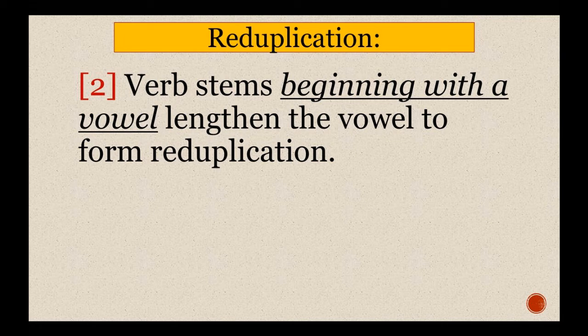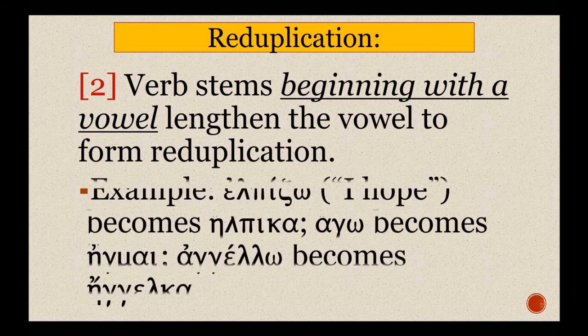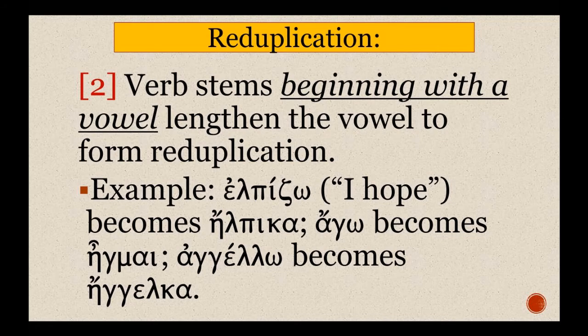Verb stems beginning with a vowel lengthen the vowel to form reduplication. So in this case, it's not going to double the syllable, add another syllable to it, like if we did the, or la, luo, if we want to put that on the front. So when you have a verb that begins with a vowel, this is what happens. So elpidzo, I hope, becomes elpika. So notice, here's the kappa. This tells me that it's perfect. But in this case, I'm going to lengthen the epsilon to an eta.